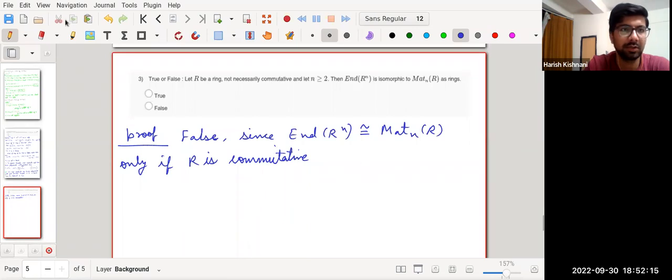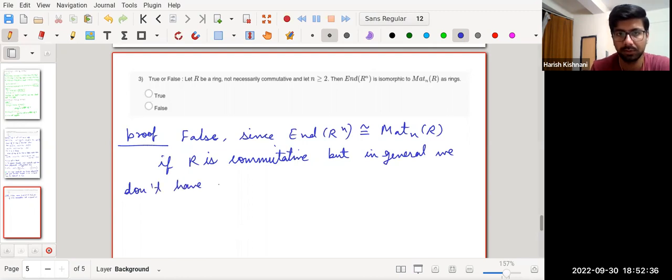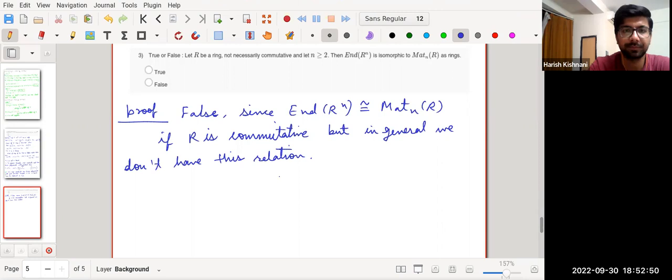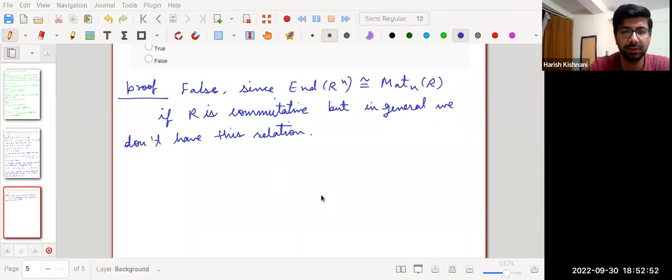Or I think I should write it like this: if R is commutative, but in general we don't have this relation. Okay, so let's move to the next question.